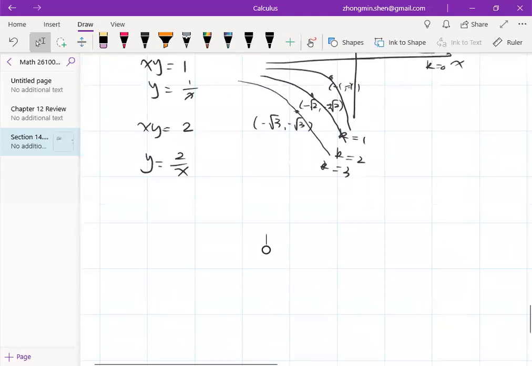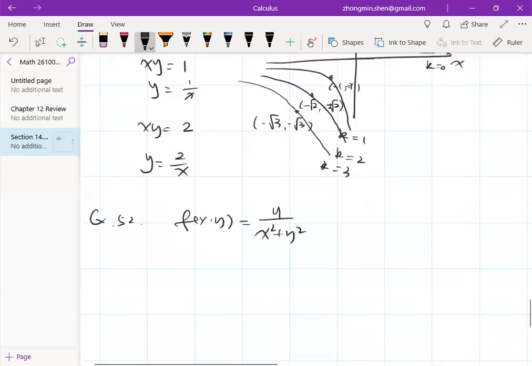Right, so next problem. Let's see, the even number problems here. Let's say problem number 52. f of x, y equals y over x squared plus y squared.